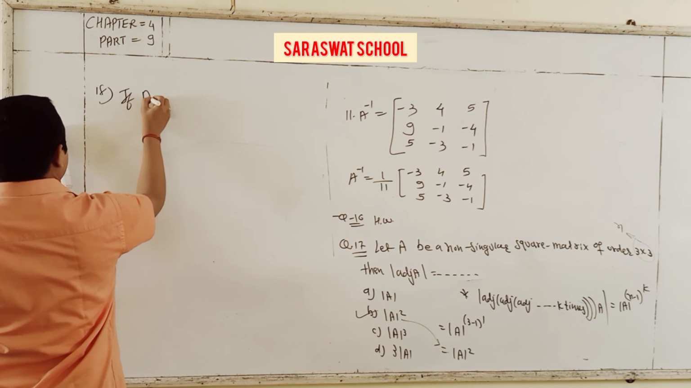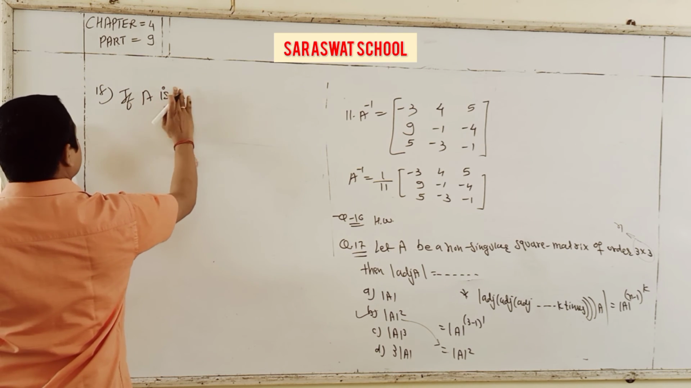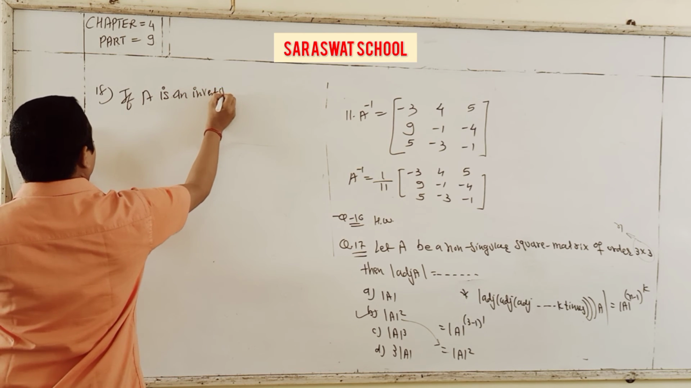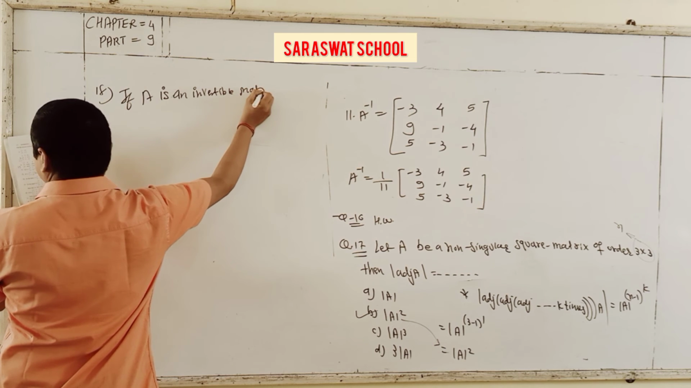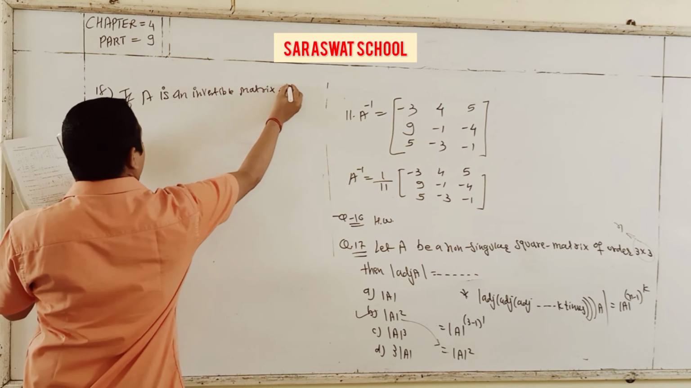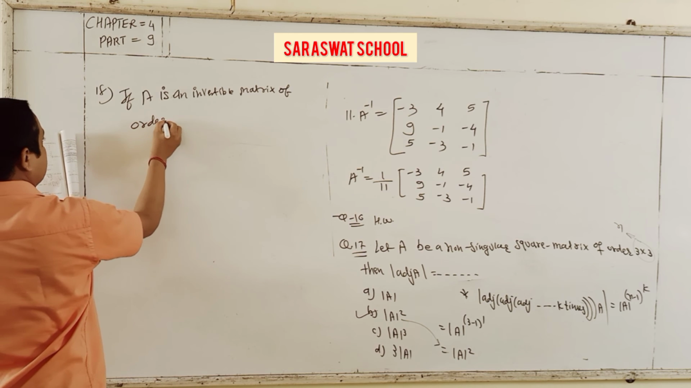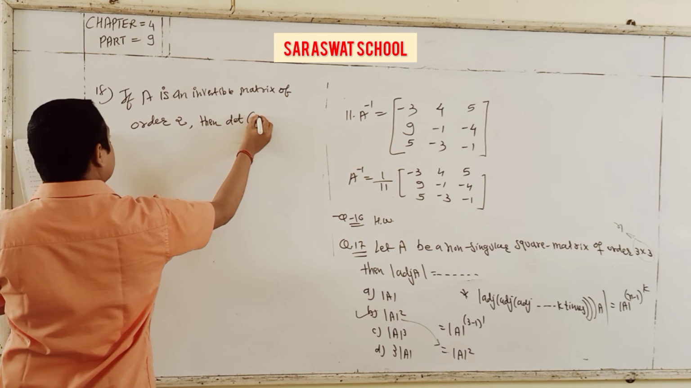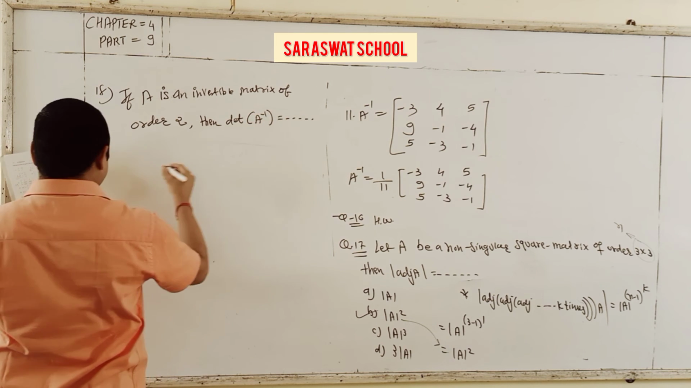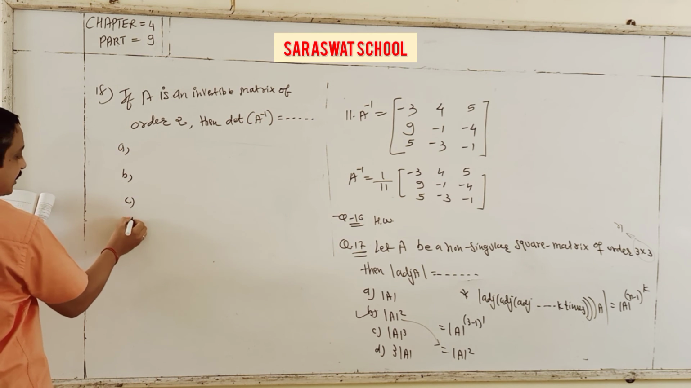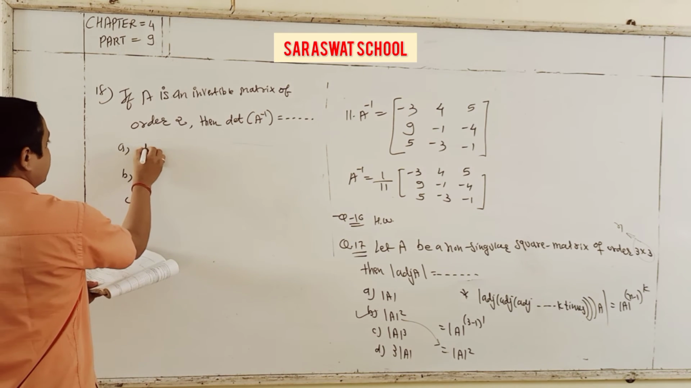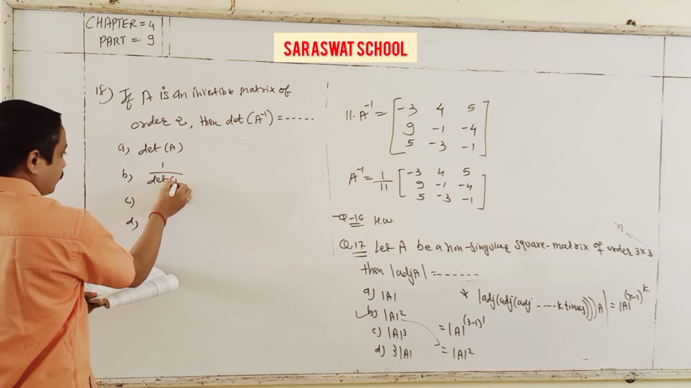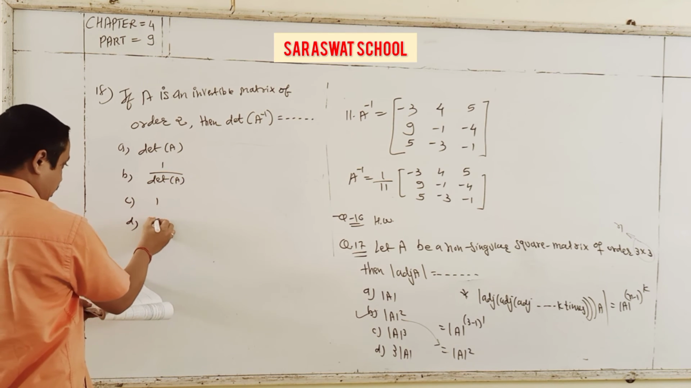If A is an invertible matrix of order 2, then determinant of A inverse is equal to dash dash dash. Here also, first of all write the options. Determinant of A, second 1 upon determinant A, 1 and 0.